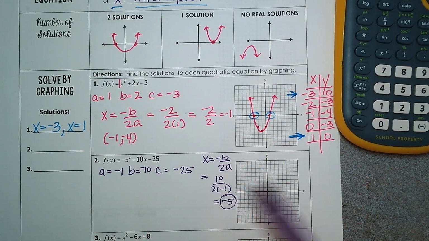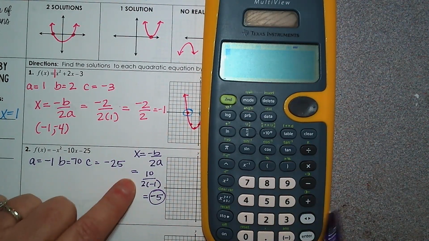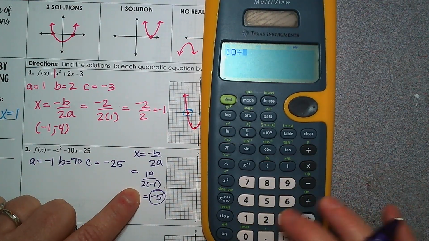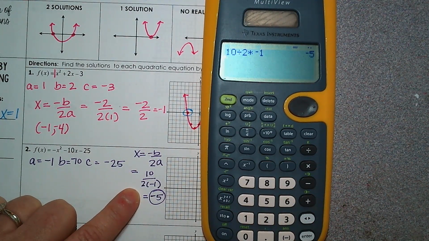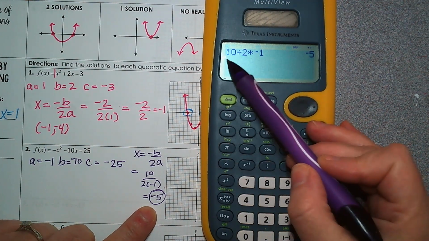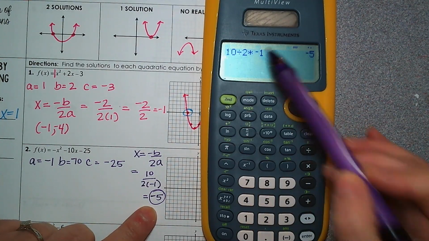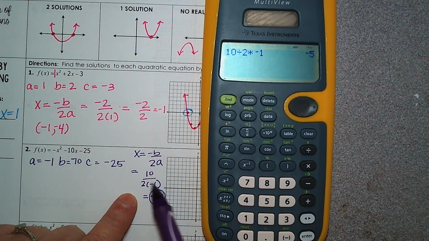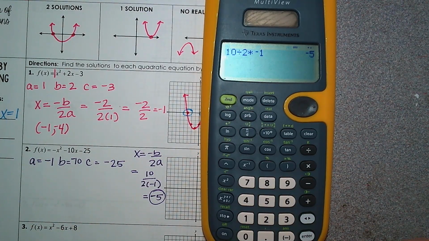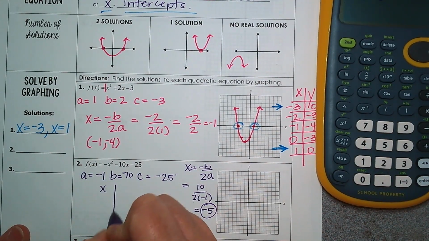If you put this in the calculator, do not just punch it all in. Don't just say 10 divided by 2 times negative 1. Normally it's not going to give you the right answer because it does it in order. It will divide these two before it multiplies. You need to divide 10 by this whole product. So multiply first and then divide it into 10. So that is my x value of my vertex.